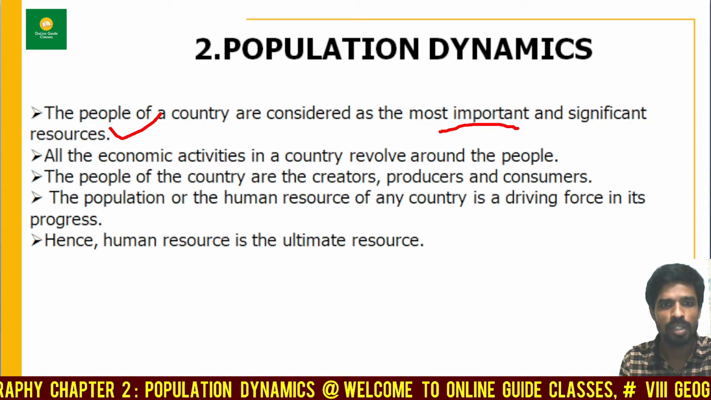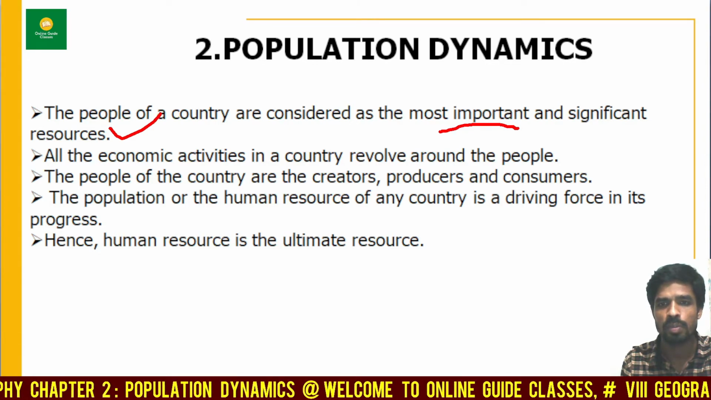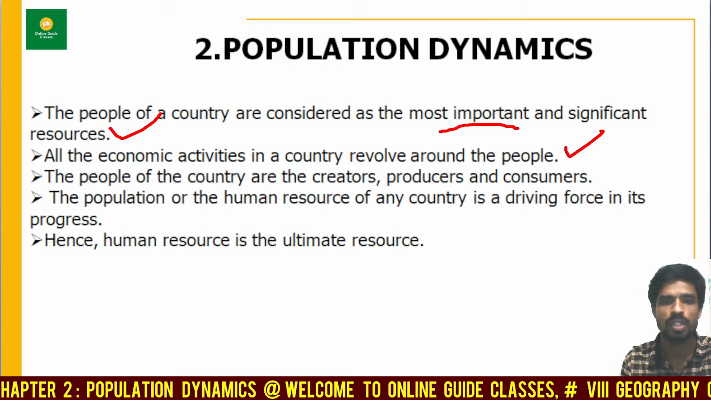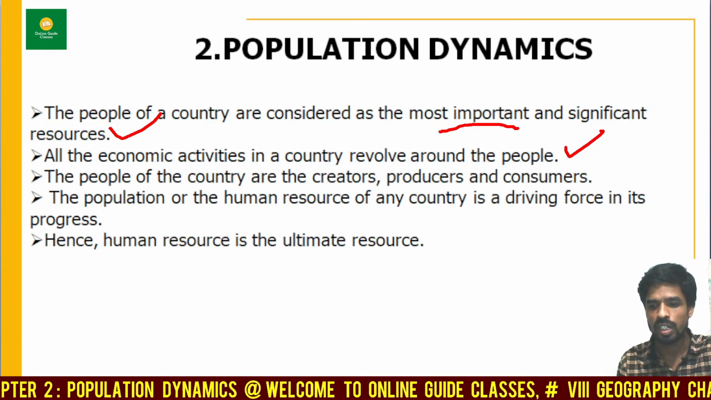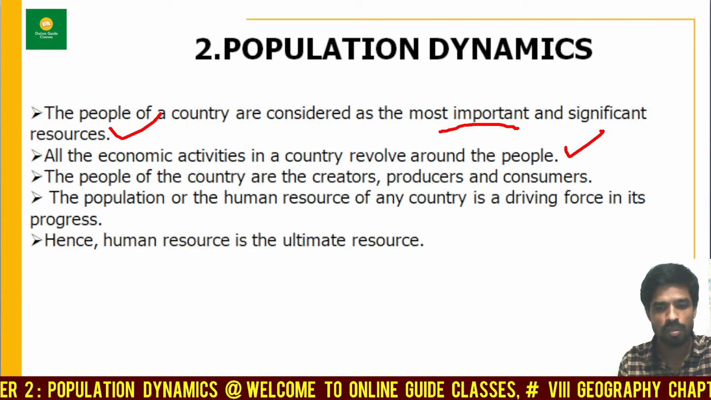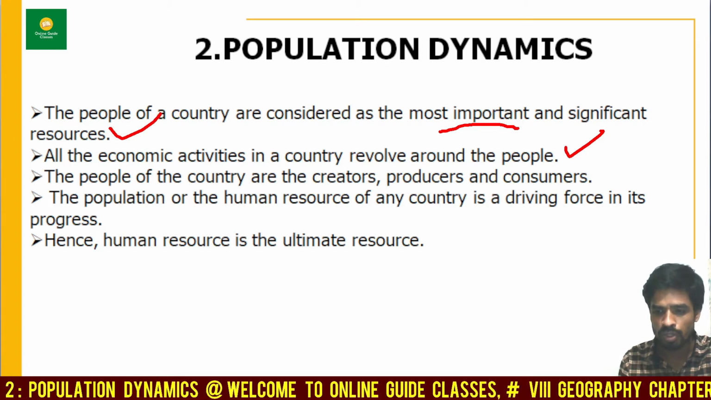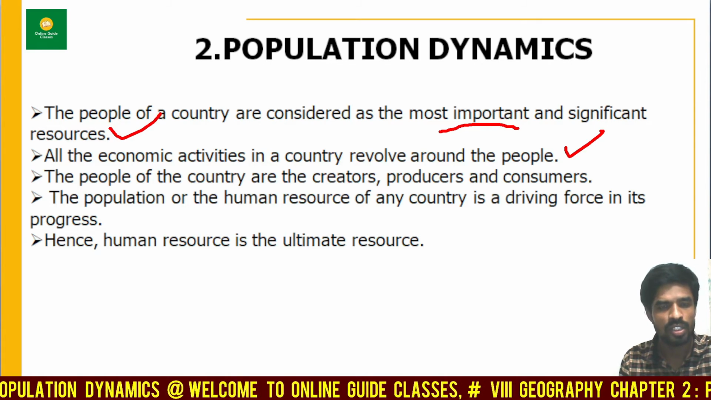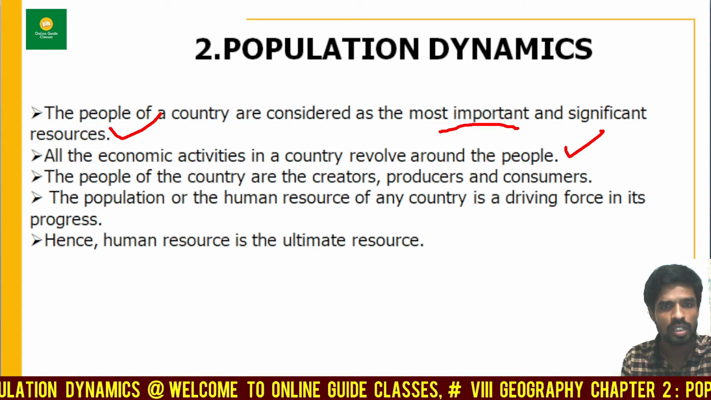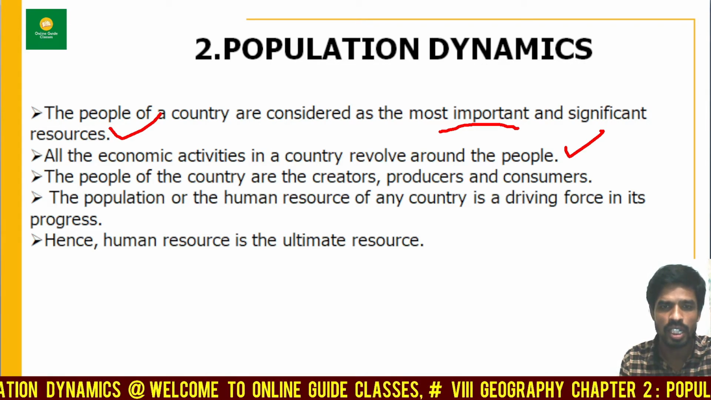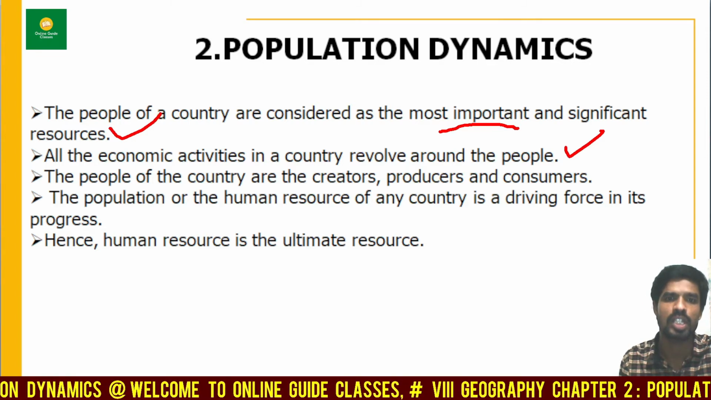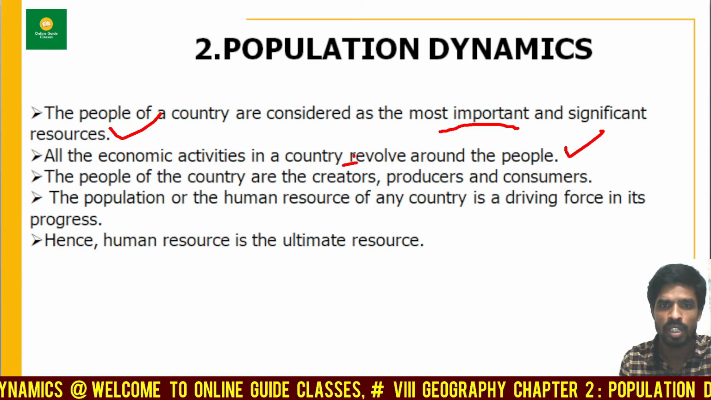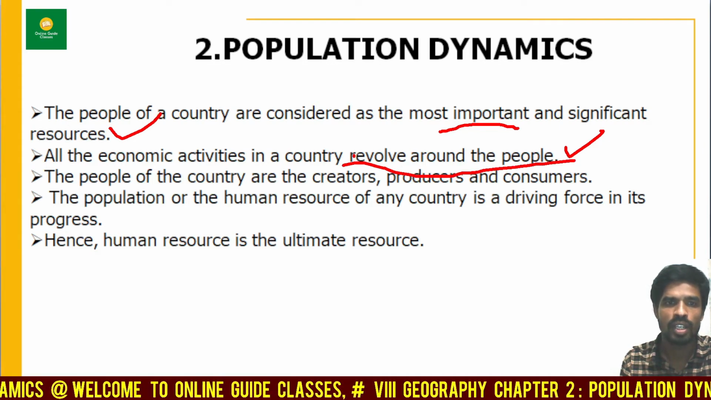All the economic activities in the country revolve around the people. Please remember, economic activities include activities like making, providing, producing, purchasing and selling. Selling of goods and services, everything that deals with money or with development, is included in economic activities in a country, and they revolve around the people. Please remember, they revolve around the people.